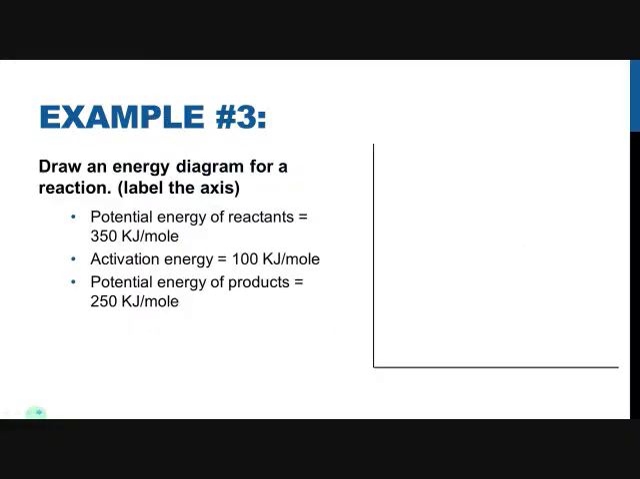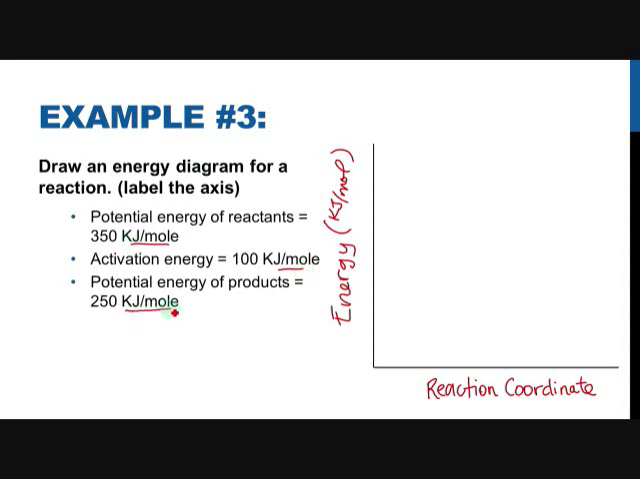Now let's draw one. So we want to draw an energy diagram for the reaction where we want to label the axes with this information. Okay, so you might see different things on the x-axis, so I'm just going to label it like the last example as a reaction coordinate. And then on the y-axis, this is the energy or enthalpy, and that would be kilojoules per mole. I'm going to say kilojoules per mole because all of our units are kilojoules per mole for this problem.